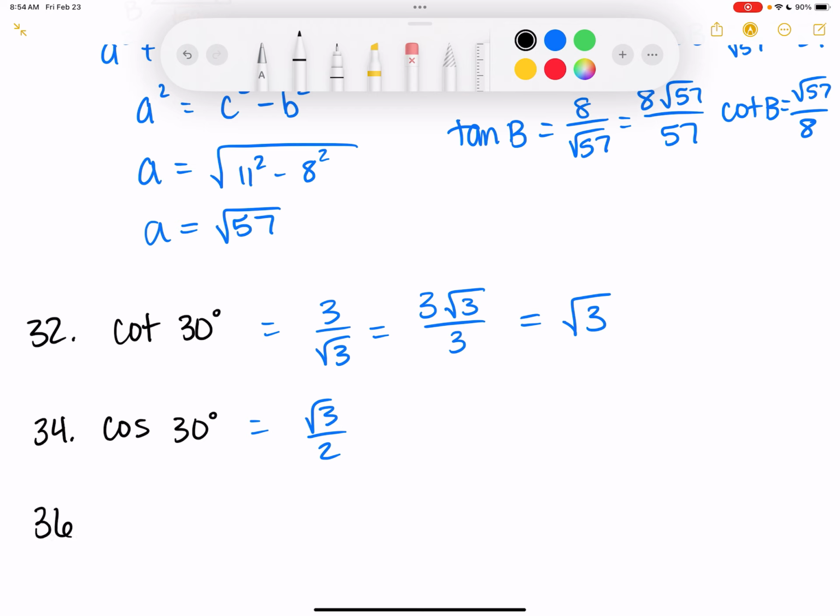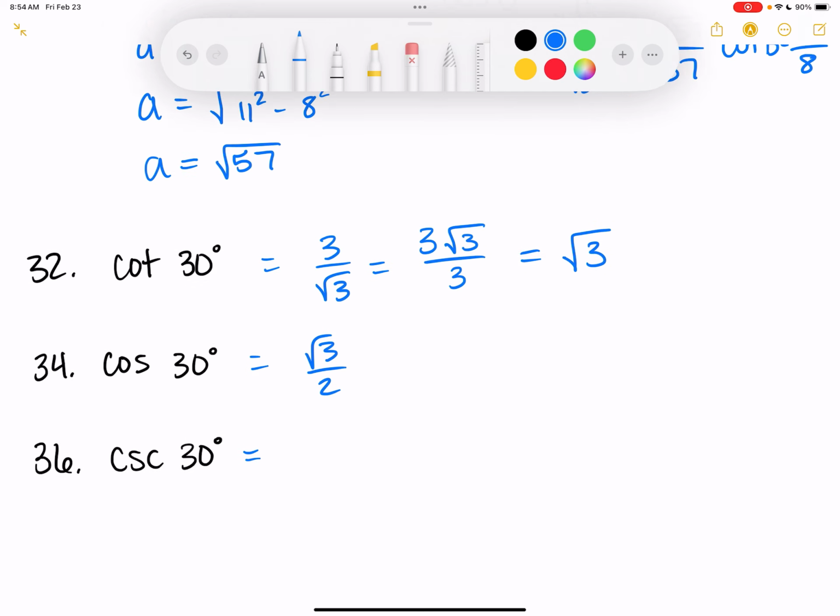36. Cosecant of 30 degrees. So what is cosecant related to? Which other trig function? Sine. And what's the relationship there? Flip it. So we look at the sine of 30 degrees, which is 1/2. So we're going to flip it, and it'll be 2.